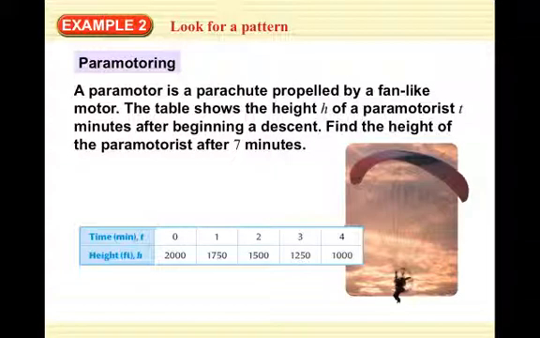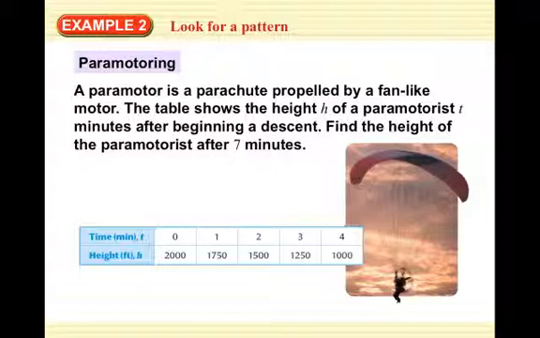Looking at this, we can tell that at 0 minutes, that means initially, the paramotorist is at 2,000 feet. After 1 minute, the paramotorist is at 1,750 feet. After 2 minutes, 1,500 feet. 3 minutes, 1,250 feet. 4 minutes, 1,000 feet. And our goal is to find the height after 7 minutes.